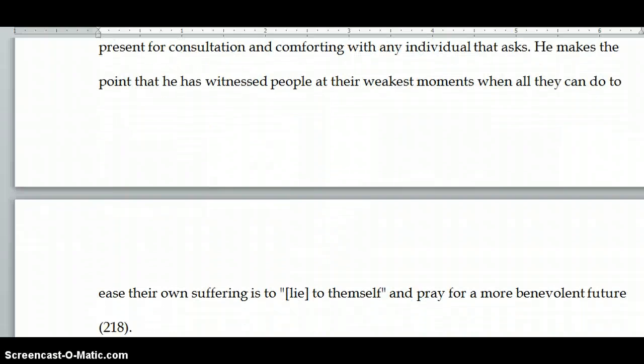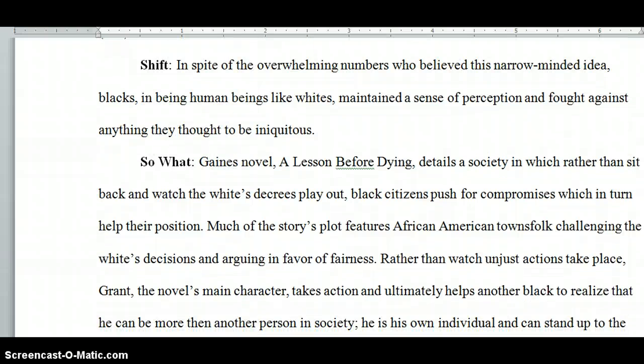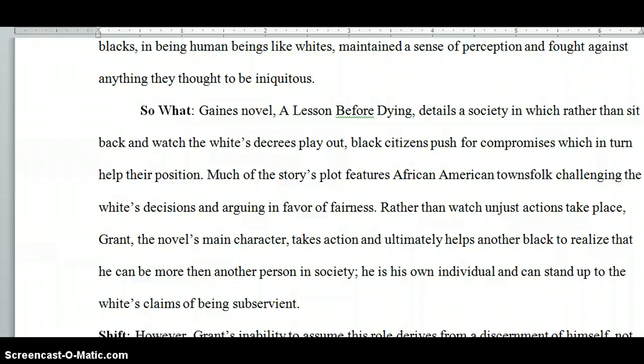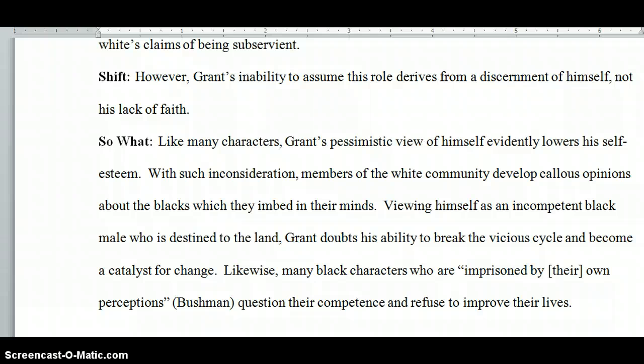He makes the point that he has witnessed people at their weakest moments, when all they can do to ease their own suffering is to lie to themselves and pray for a more benevolent future. Okay. And then I think one more. And this is a very good one as well. And then finally one more. And this will focus on Grant and the idea of being imprisoned, and it refers back to the student's statement.